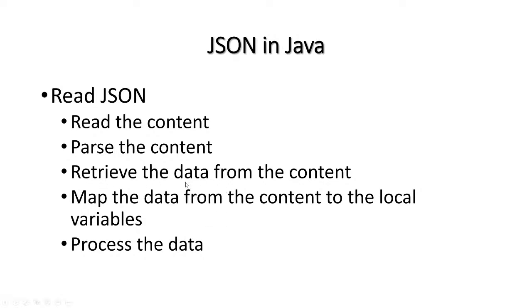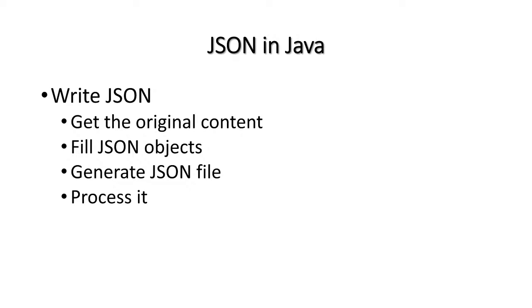And then the next one is to retrieve the data from the content. So we want to get some clear data, with all the fields populated in the right place. And the next one is to map the data from the content to local variables, and then process the data. If you want to display it in some way, move the data forward, send it somewhere, pass it to the database, and so on and so on.